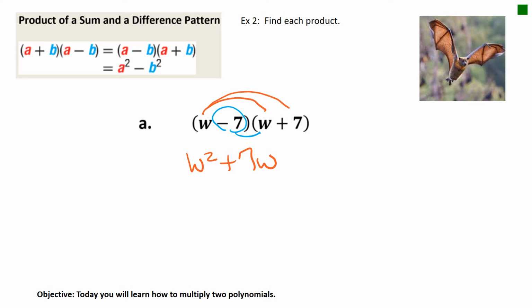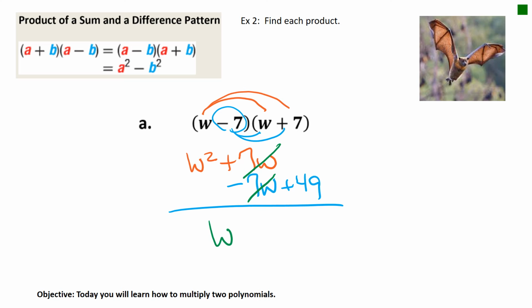-7, take that negative, times W, goes in the W column, -7W. -7 times 7 is positive 49. Oh, looky, looky. Those cancel. So we have W squared plus 49.